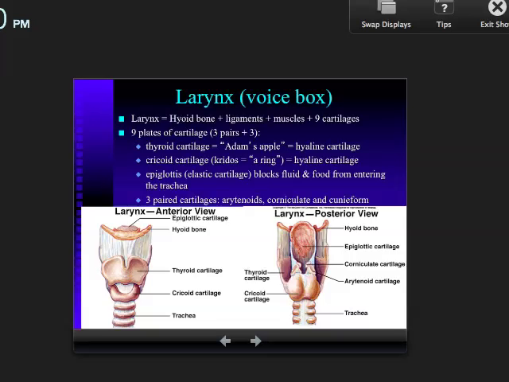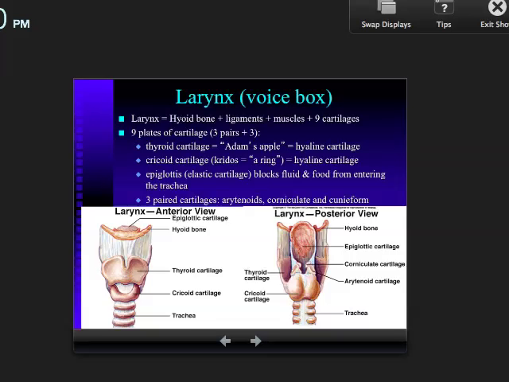Okay. So those are the single cartilages, and we'll look at the paired cartilages a little bit. The arytenoids, the corniculate, the cuneiform. They're all paired.